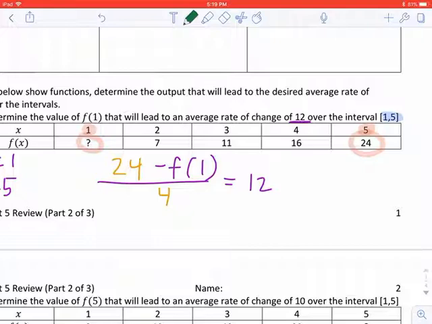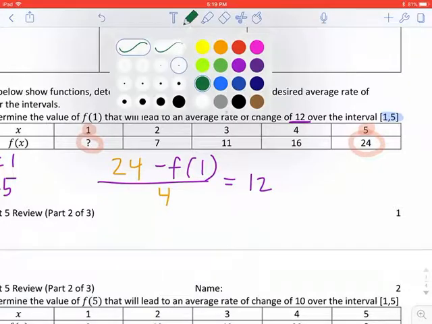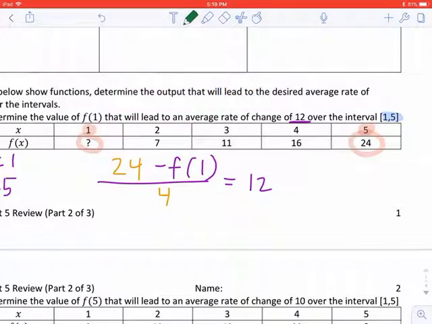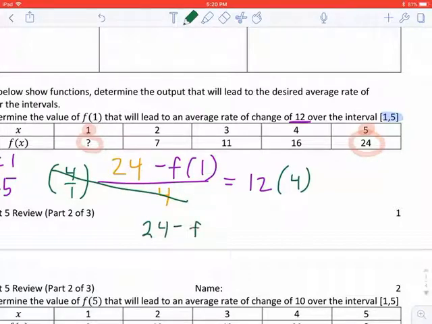Now, to get rid of the denominator, which would be my first step, I would be multiplying both sides by 4, right? And some of you like to think about it as 4 over 1. And if I do that over here, I have to do it on the right side too. These 4's would cancel each other out, and then I would get down to 24 minus f of 1 is equal to 48.